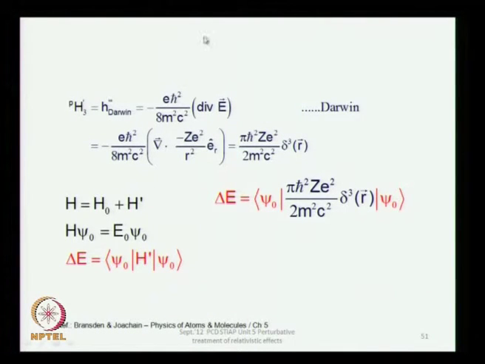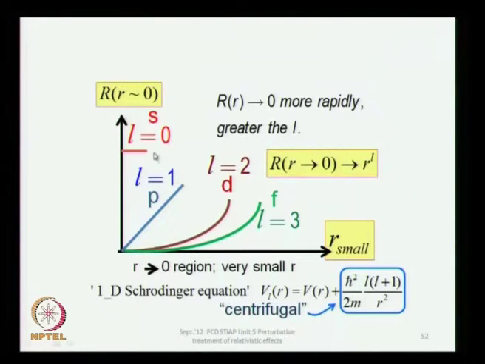So, let us get this correction, insert this perturbation Hamiltonian, which has got all of these constants together with the Dirac delta function, and get the expectation value of this operator in the unperturbed states, and this delta function tells us that only the functions which have got an amplitude as r tends to 0 will be of importance. And this we know because if you remember, all the radial functions, they go as r to the power L as r tends to 0.